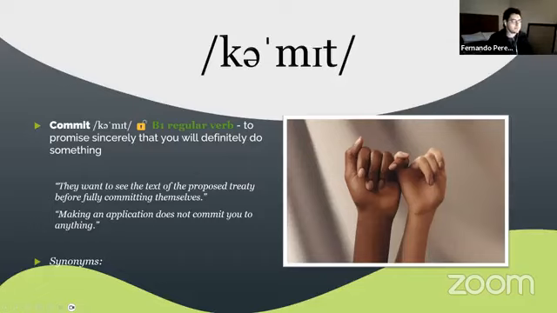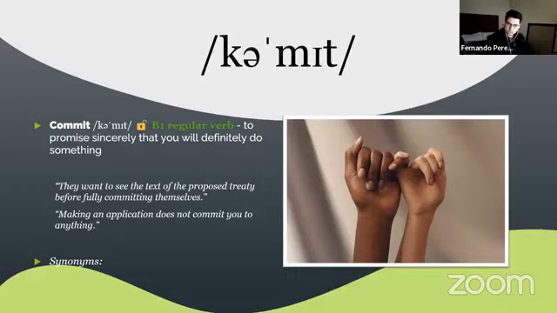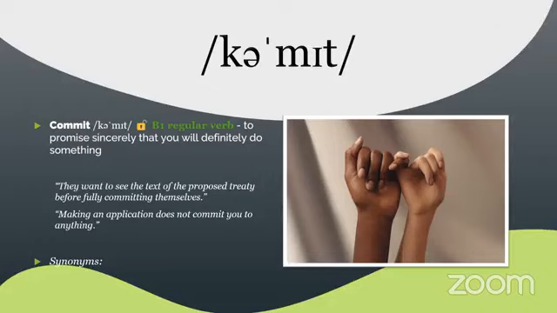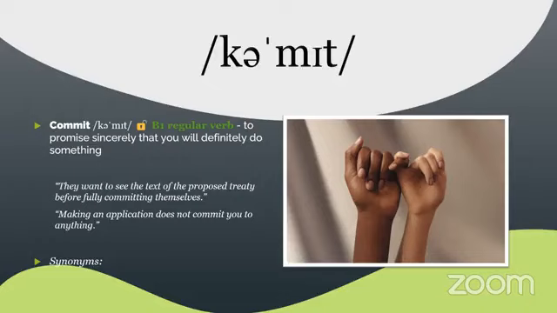So what is to commit? Isti. Commit is a regular verb to promise sincerely that you will definitely do something. That you will what? You will definitely do. Definitely. Aha, much better. One more time. To promise sincerely that you will definitely do something.